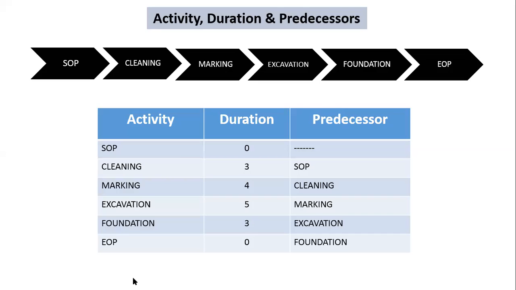Standard operating procedure. It's the start of the project. Okay, it's a start of project. What is EOP then? End of project. Got it, right? For every project that we handle from right now, there will be start of project and end of project.